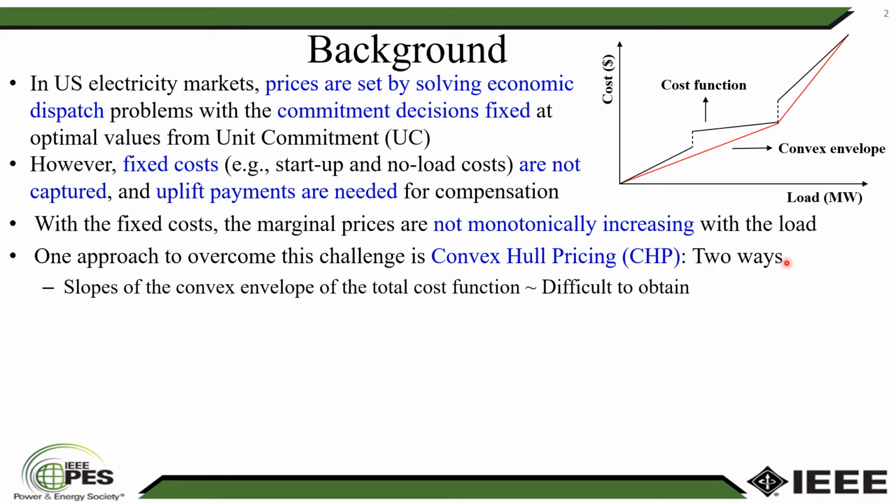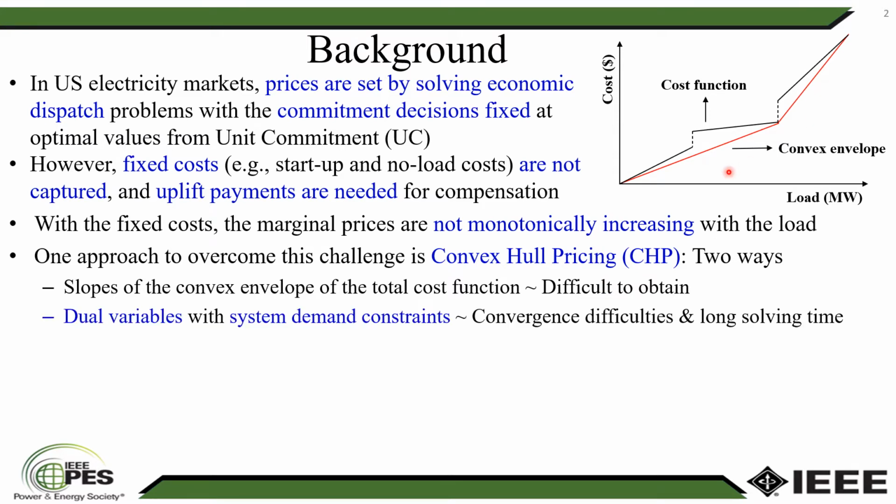There are two ways to get the convex hull price. The first one is from the slope of the convex envelope of the total cost function. As you can see on the figure, the red curve represents the convex envelope and the slope of the red curve is monotonically increasing with the load. The slope of this curve gives you the convex hull price. However, it is very hard to obtain the convex envelope of the cost function.